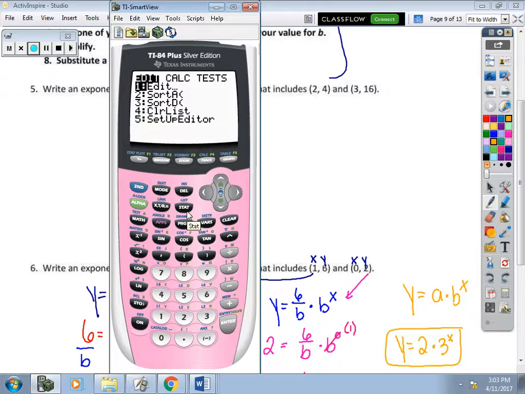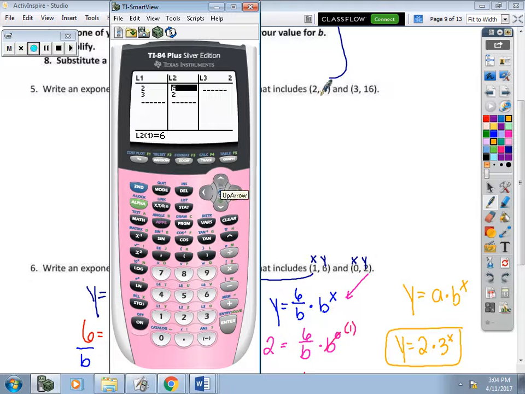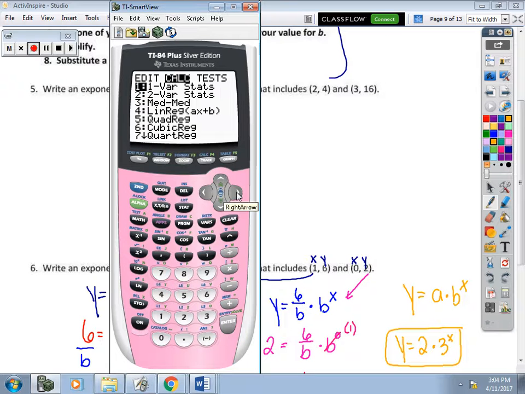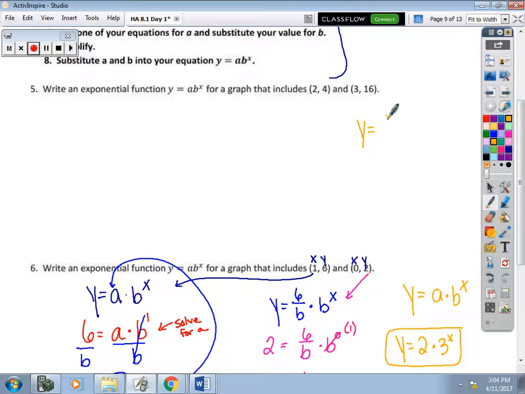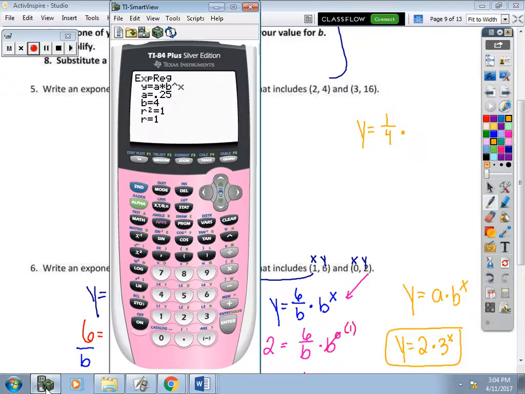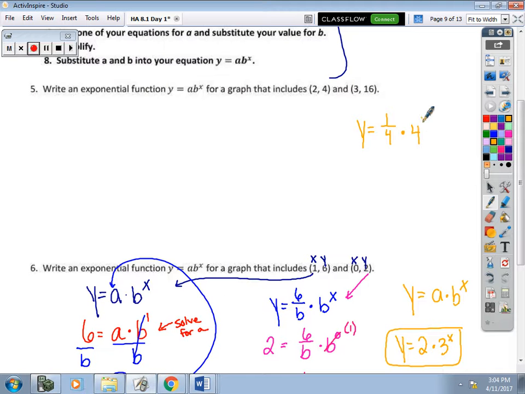You could also check the first one, example 5, which I did on the last video, by typing in those values, stat edit. This time I'll type in 2 and 3 for the x values. Make sure you do put them in the same corresponding order, 4 and 16, and stat, calculate, option 0 for exponential regression, and hit enter. And notice we did get 0.25, which whenever we did this problem, we did get 1/4, which is 0.25 times b, which is 4 to the x.